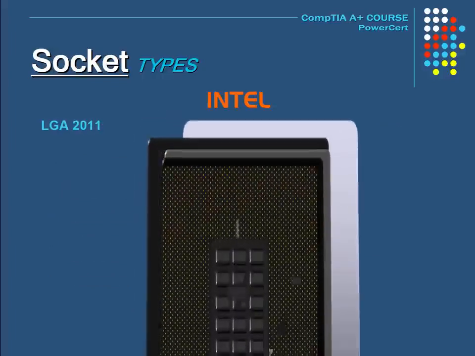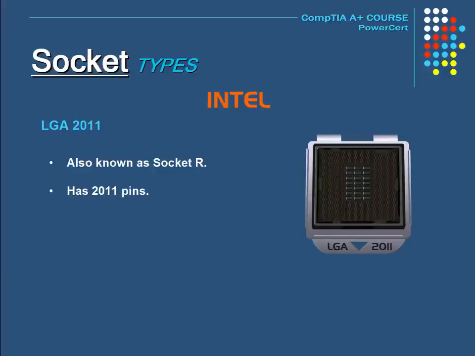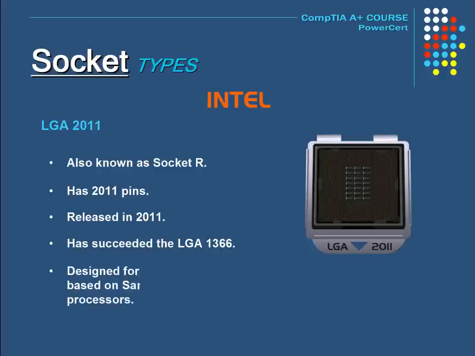And the last of the Intel sockets is the LGA 2011, which is also known as socket R. The LGA 2011 has 2011 pins and was released in 2011 and has succeeded the LGA 1366. And this socket was designed for high-performance CPUs that are based on the Sandy Bridge and Ivy Bridge processors.